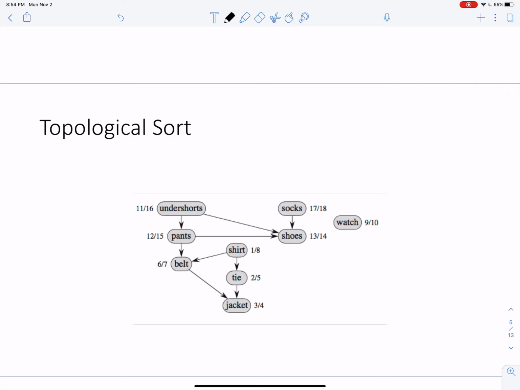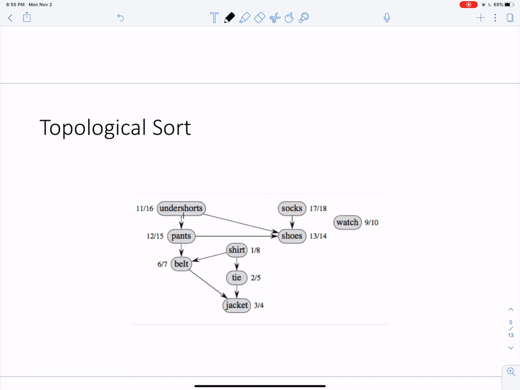we just create a graph where the nodes denote the different pieces of clothes that we need to put on in the morning. And the edges denote what kind of clothes should go before the other piece of clothes. So for example, we know that we should put on our undershorts before pants. So we create an edge starting from undershorts to pants.